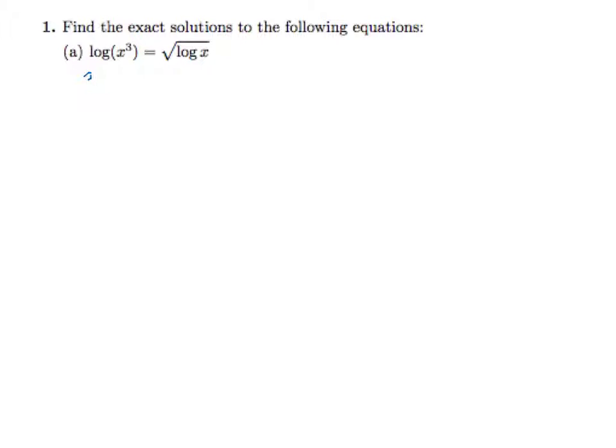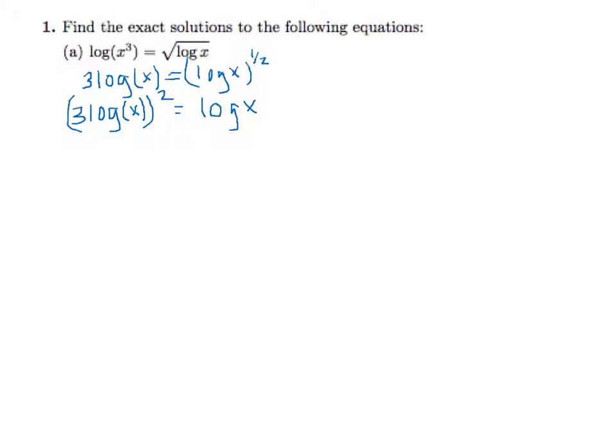So we're going to write 3 log of x equals, and we're going to rewrite the square root of log of x as log of x to the 1/2. And now to get rid of the 1/2 exponent, we're going to square both sides. So we get 3 log of x all squared equals log of x.